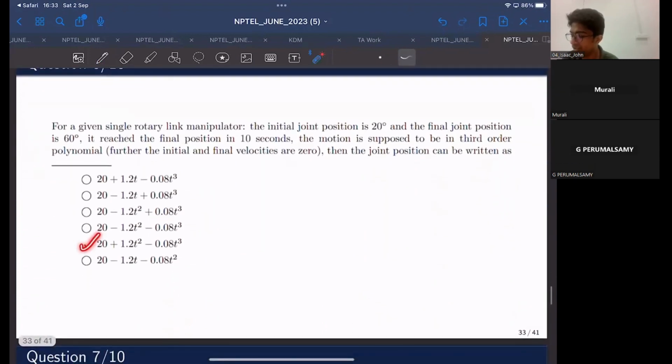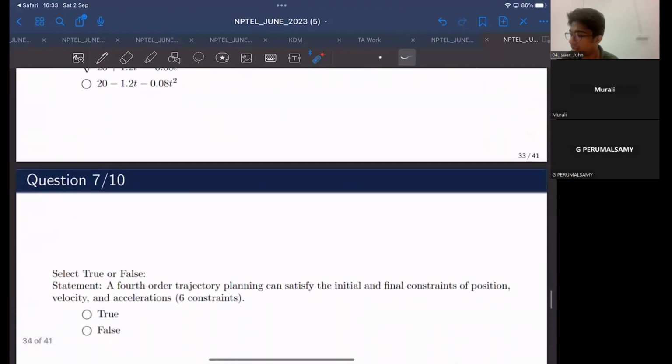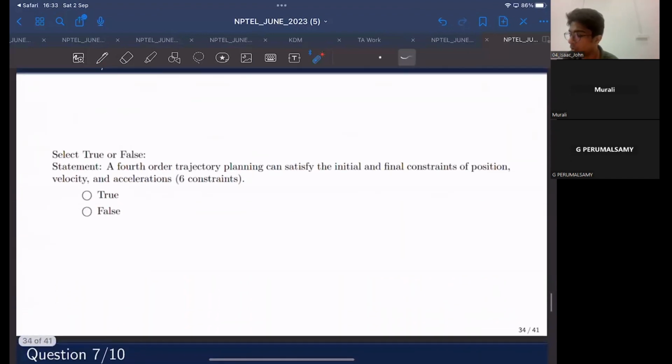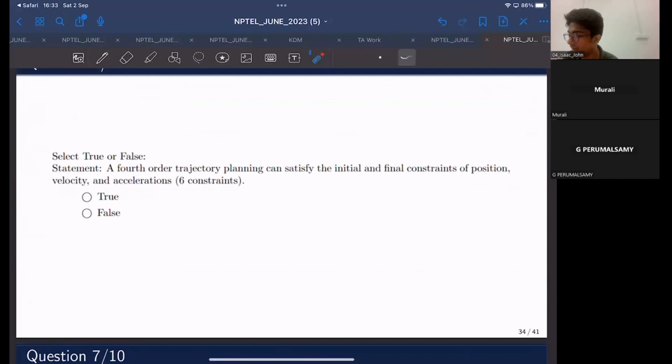Okay, moving on to question 7. It's also a straightforward question. A fourth order trajectory planning can satisfy initial and final constraints of position, velocity, and accelerations. So can a fourth order polynomial satisfy 6 constraints? It cannot. Yes, that is indeed the answer.